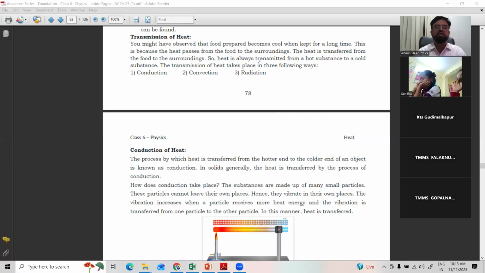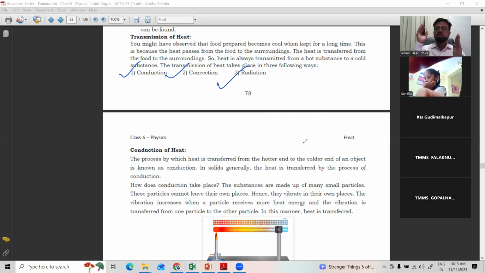So the transmission of heat takes place in the following ways. Number one, conduction, convection, and radiation. There are three methods by which heat can be transferred from one place to another place.